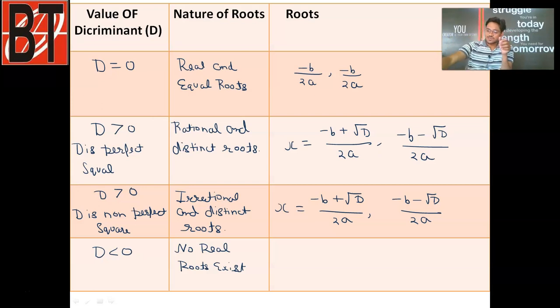So students, what we can conclude? We can conclude one thing, that whenever the discriminant b square minus 4ac is lesser than 0, we don't need to solve the equation. We just write that the roots are not real, the roots are not possible. No possible real roots are there.